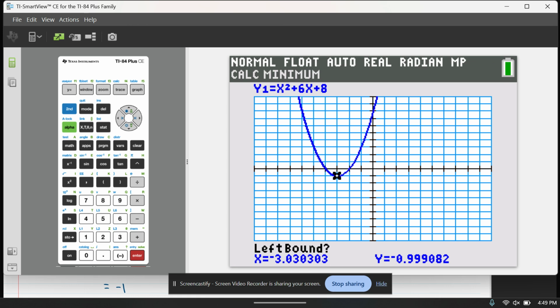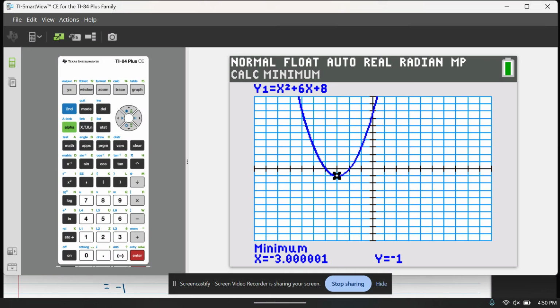It asks me for a left bound and a right bound here. So I want to be to the left of that lowest point. I'm just going to move my little cursor to the left. Doesn't matter how far, just make sure you're to the left of that, and hit enter. Then I'm going to move my cursor over to the right, because that's what it's asking for, the right bound. Doesn't matter how far, as long as it's to the right of that lowest point. Hit enter. Then on the guess, I always move back a little closer to the middle. It doesn't have to be perfectly in the middle. Notice how mine's not perfectly in the middle. I'm just going to hit enter.